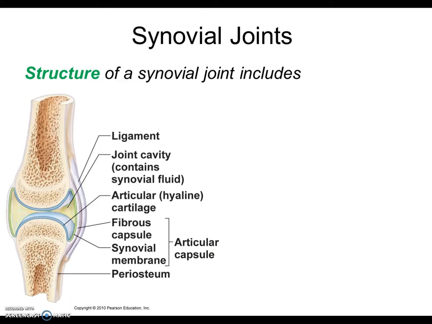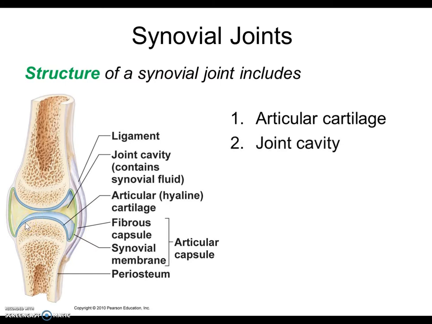So let's take a look at a synovial joint. The structure of a synovial joint includes main things such as 1, articular cartilage. Remember, that's the cartilage you see at the end of the bone right here. It's hyaline cartilage shown in blue. So for instance, if this were a long bone, this would be the hyaline cartilage on the outside. 2, the joint cavity, that's the space right here between the two bones.